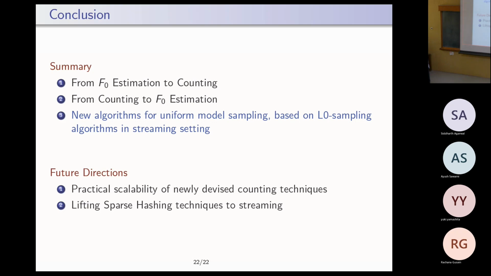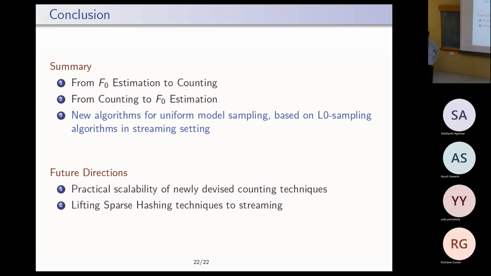In general, it's an interesting technique, whether you can use ideas from... okay, I'll talk about the second point later, but in general, it's an interesting direction. I mean, whether there are other connections between streaming algorithms and counting problems, given the prevalence of hashing in both the different communities. There's a second bullet here which talks about sparse hashing techniques.